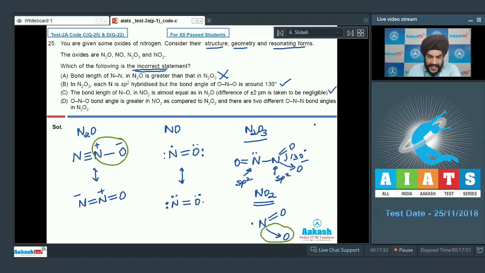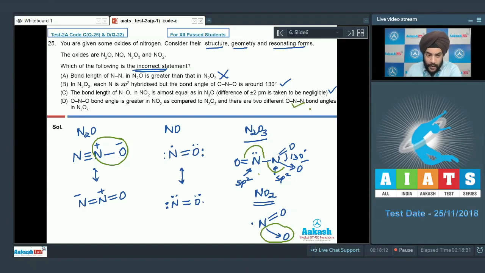Let us look at statement D now. ONO bond angle is greater in NO2 as compared to N2O3, and there are two different ONN bond angles in N2O3. So let us first look at N2O3. In N2O3, the examiner is telling us that there are two different ONN bond angles. That is true. So we have an ONN bond angle of this one. Also, we have an ONN bond angle of this one. So there are two different types of ONN bond angles. So this part of the statement is correct.